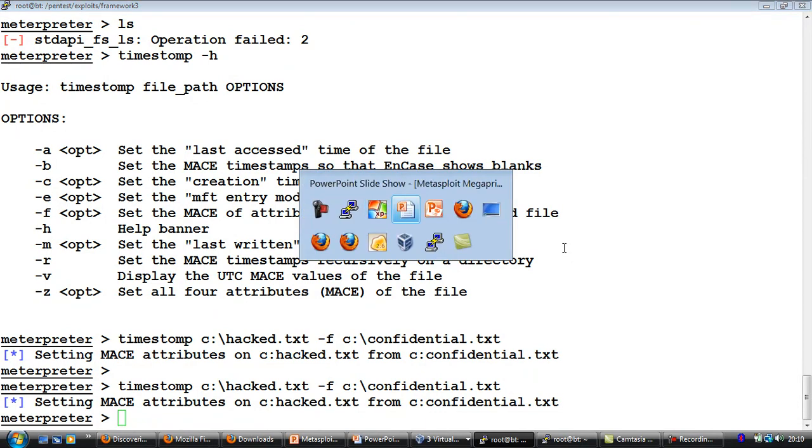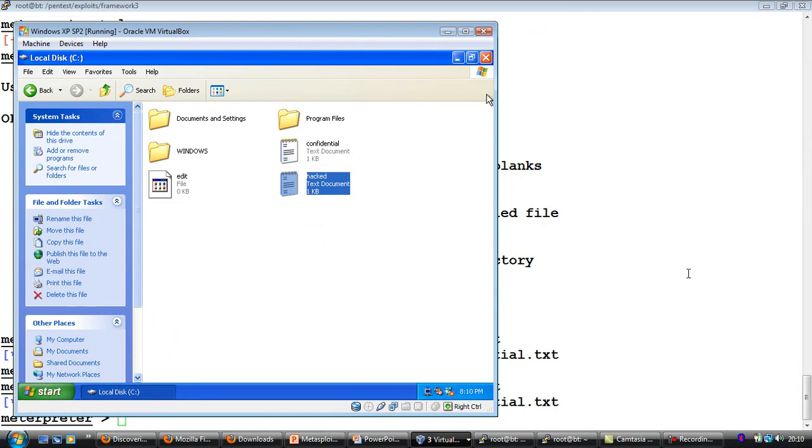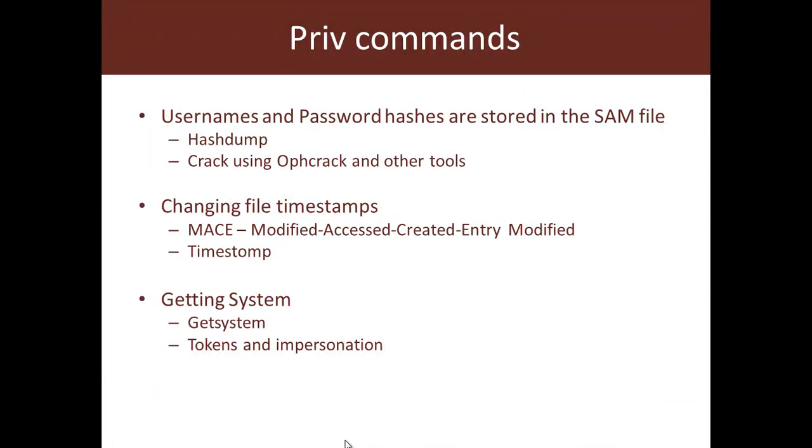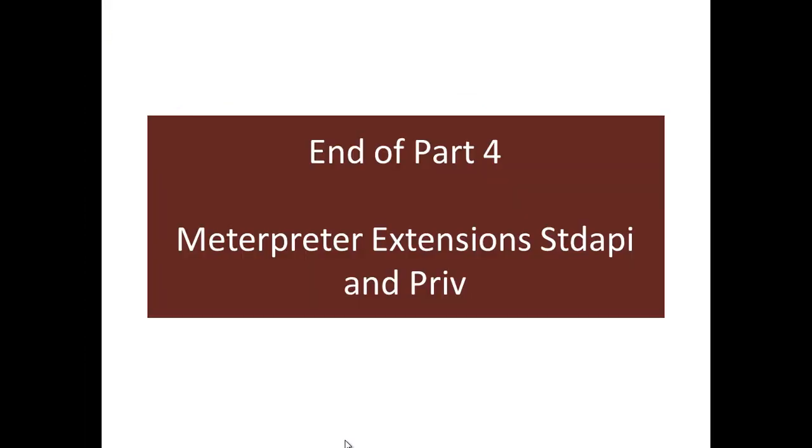But coming back to our presentation, there's another command called getsystem, which we will look at later in the next video set after understanding about tokens and impersonation. Well, that's all in part 4, where we've covered the entire Metasploit stdapi extension set as well as the priv extension.